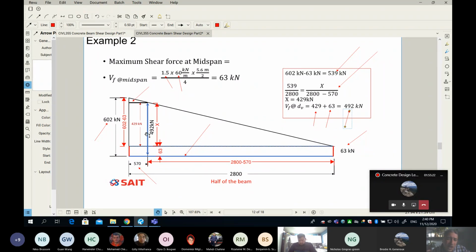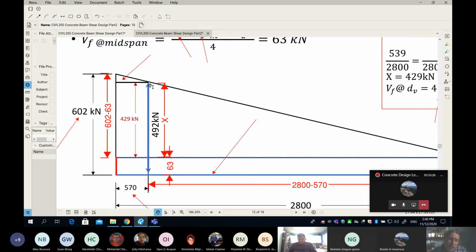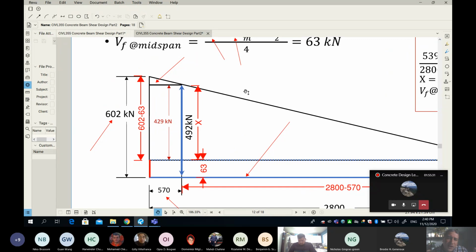And what does it mean? It means, guys, look at my blue dimension, 492. This is my new shear force. So you can see how much I saved. I was supposed to design for 602, and after this reduction, I'm going to design for only 492 kilonewton. Are you guys following? I'm trimming my diagram at distance dv from the face of the column. I'm cutting my diagram at distance 570 mm from the face of the column.